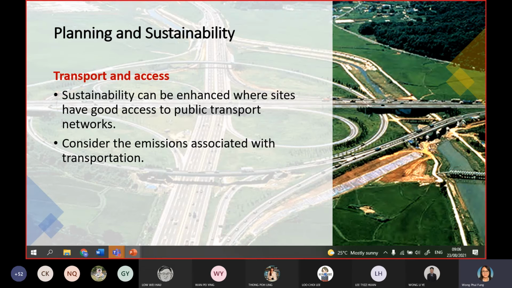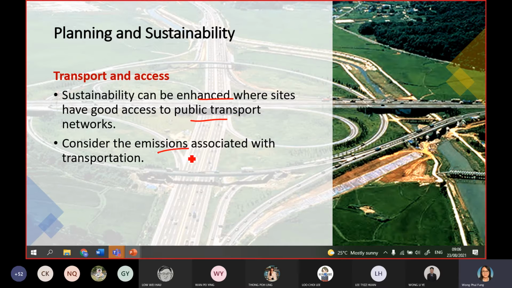Okay, talk about transportation first. Sustainability can be enhanced where the site has good access to the public transport network. As I mentioned just now, why TOD is very popular is because no matter whether you are the buyer, want to rent a house, or are an investor, TOD is quite popular among them because of the connectivity and also the accessibility.